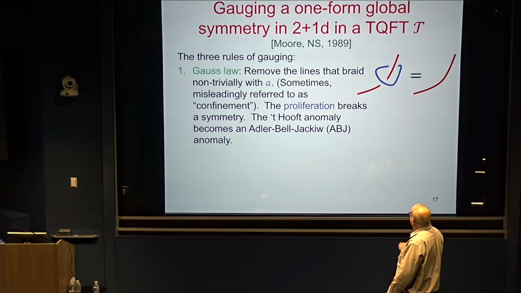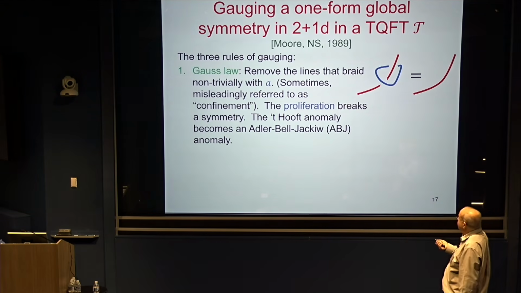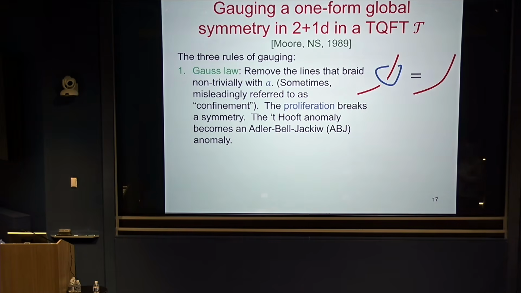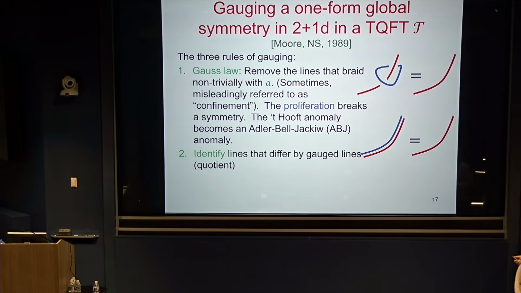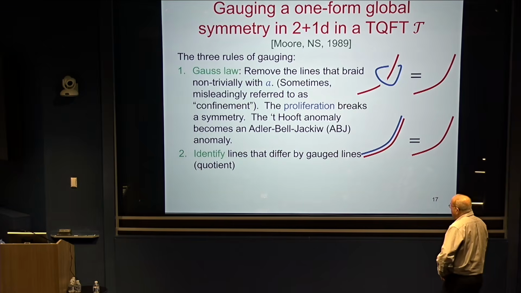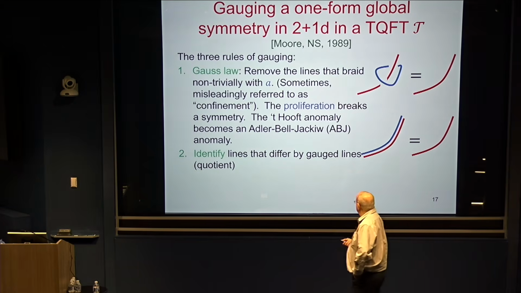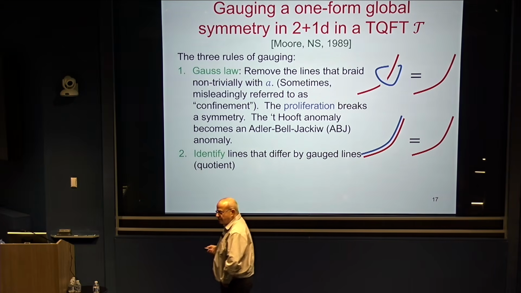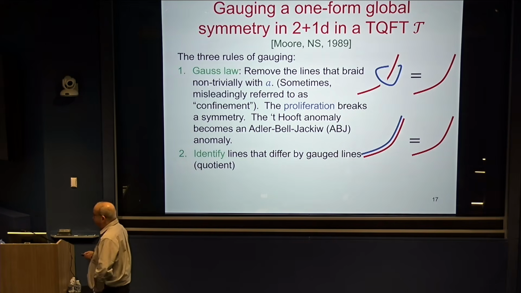And this proliferation also breaks a symmetry. All the lines that are removed can be thought of as broken. And that can be thought of as being an ABJ anomaly that started its life as the 't Hooft anomaly, the non-trivial braiding, but after the gauging, it turned into an ABJ anomaly. Rule 2, very much like in the quantum mechanics example, we identify 2 lines that differed by the gauge lines. This is the phenomenon of quotient that I mentioned earlier.